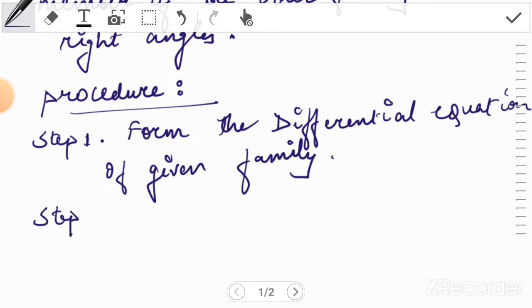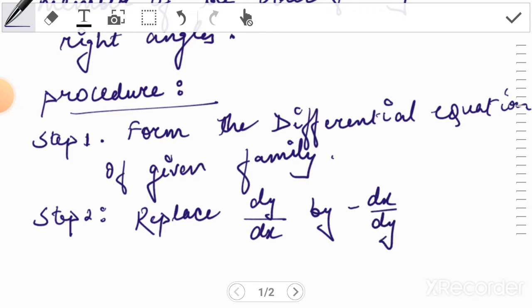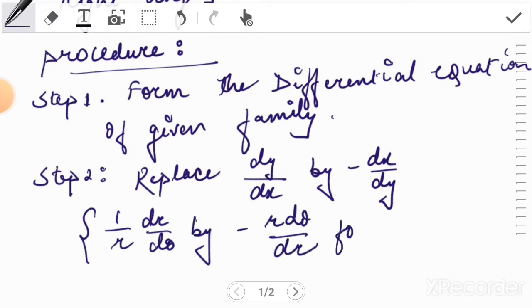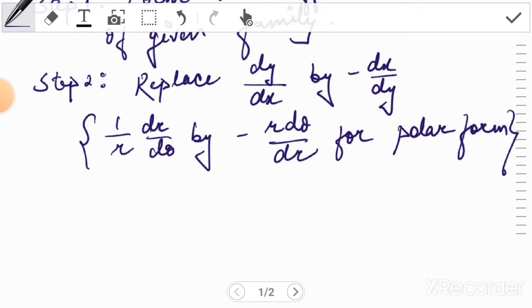Step 2 is replace dy by dx by minus dx by dy, so that the product of their slopes at each point of intersection is -1, and replace 1 by r dr by d theta by minus r d theta by dr for polar form, to get the orthogonal differential equation.